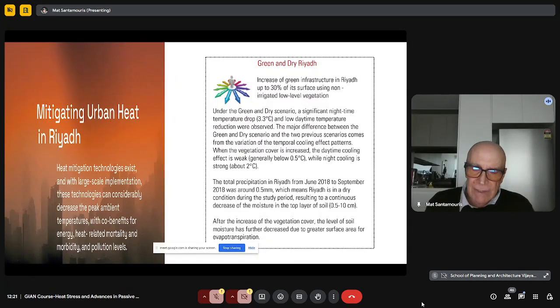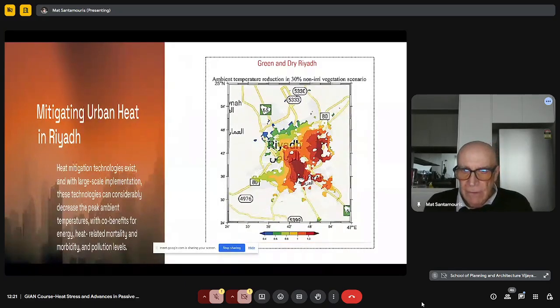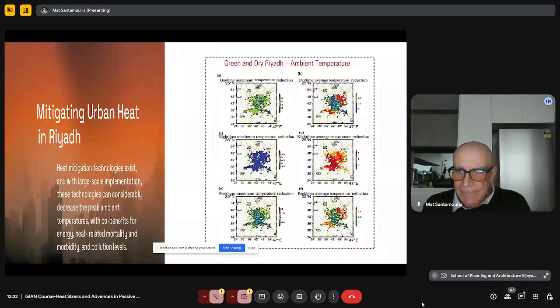And now we move to the use of greenery, non-irrigated greenery, covering 30% of the additional space in the city of Riyadh. What we have seen is that by using this kind of technology without an important irrigation, we may decrease the temperature of the city between 0.4 to 1 degree. But in many cases, we may have an increase of the temperature. And you can see from the graphs that in some cases we had an increase of the temperature.